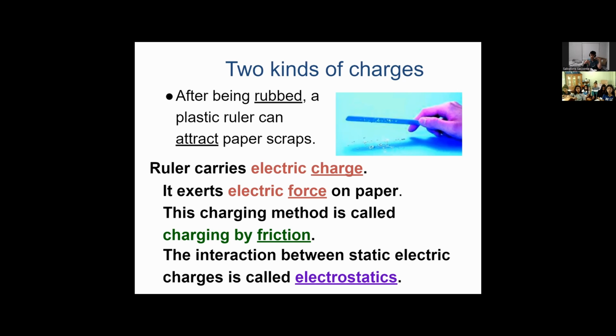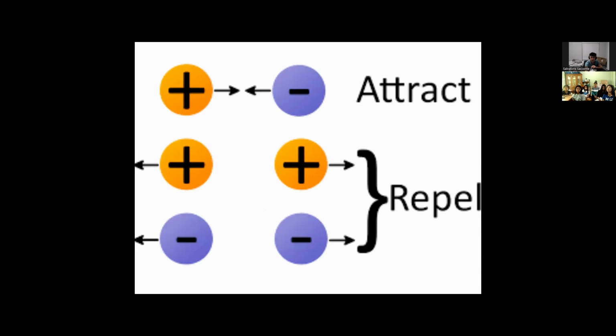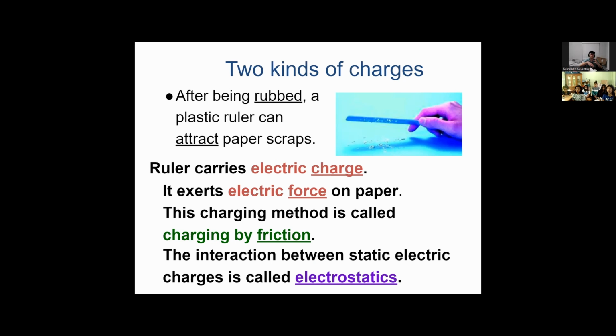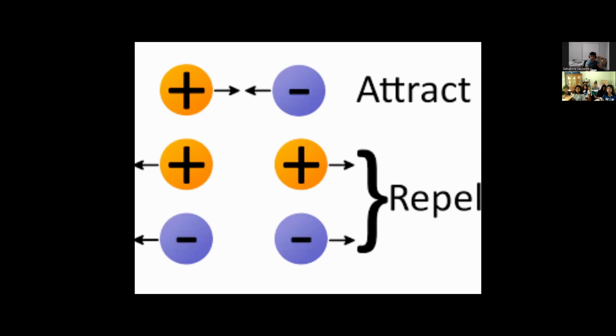This is one example with the ruler and the paper. I think there's going to be a chart coming up that shows different types of objects that have a positive charge and different types of objects that have a negative charge, and how they are attracted to one another. So this is very important to understand.